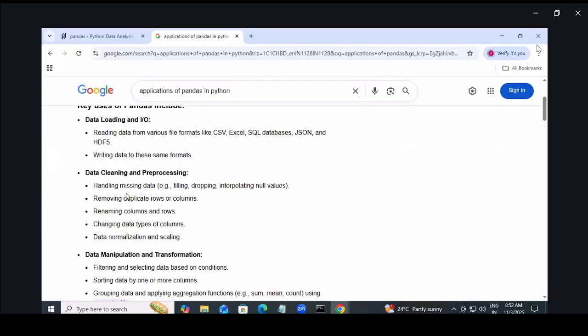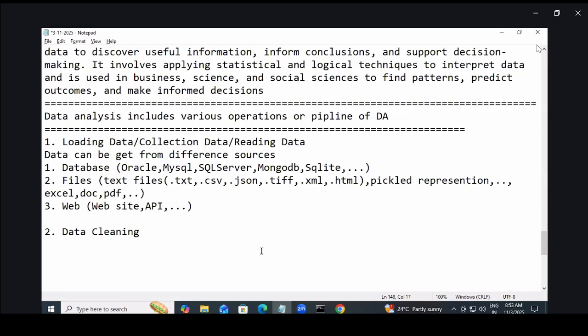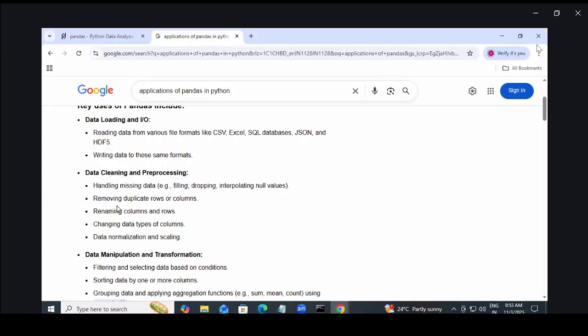See here. How many operations: handling the missing values, removing duplicate rows and columns, renaming the columns and the rows, changing the data types of the columns, and normalizing and scaling data. All this comes under which one? Data cleaning. The same thing you call data pre-processing. Data cleaning or data pre-processing, right? So this is the second step here.